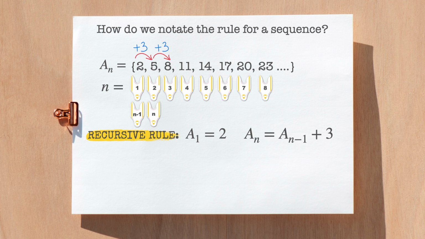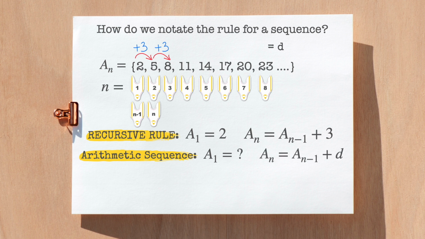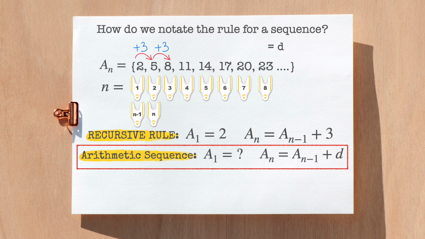So this recursive rule is actually really similar to the sentence that we wrote originally to describe this pattern. In general, if I want to make a recursive rule for any arithmetic sequence, I need one other bit of notation, which is this common difference. In this case, we're adding 3 every time. We're going to call that number, whatever it is, d. So the general arithmetic sequence is always going to tell you the value of a sub 1, and then it's going to say, well, to get the next term, you take the previous term, a sub n minus 1, and you add d to it.